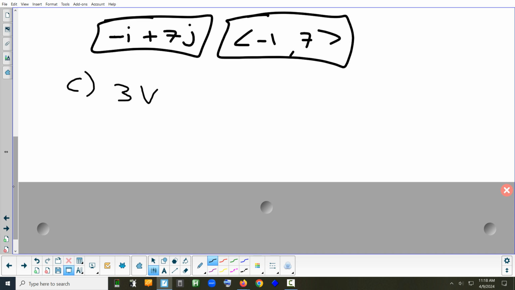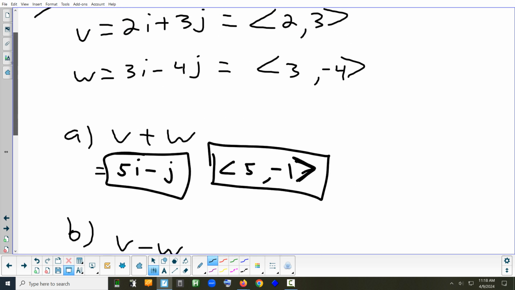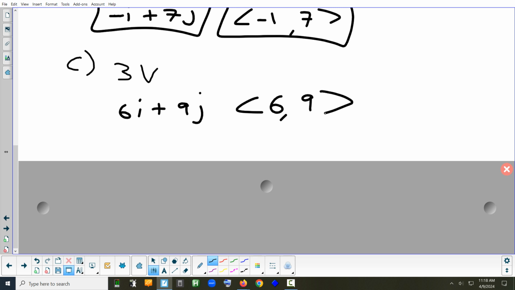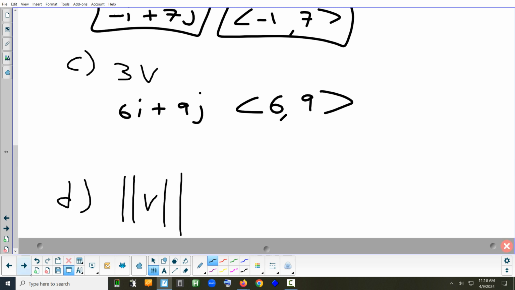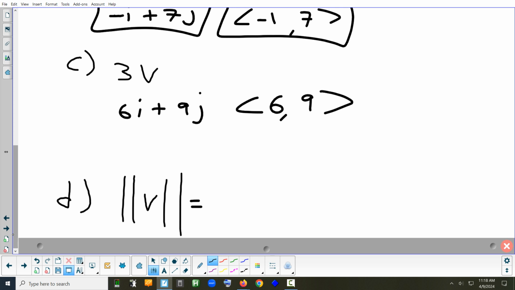Okay, how about 3v? What do you think 3v would be? Yeah. 6i plus 9j, or 6, 9, either one. And what about the magnitude of v? I'm looking, really, I don't want the final answer yet. I'd like to see the calculation to get magnitude of v. Yep. 6 squared plus.